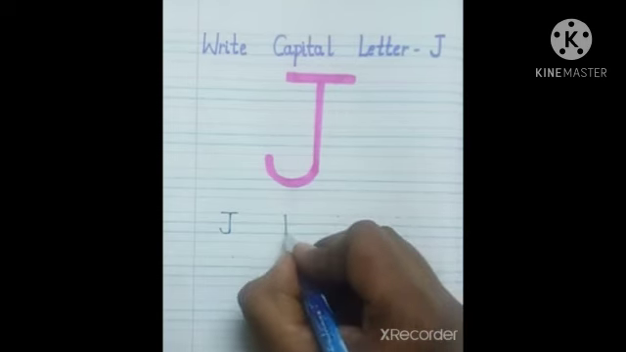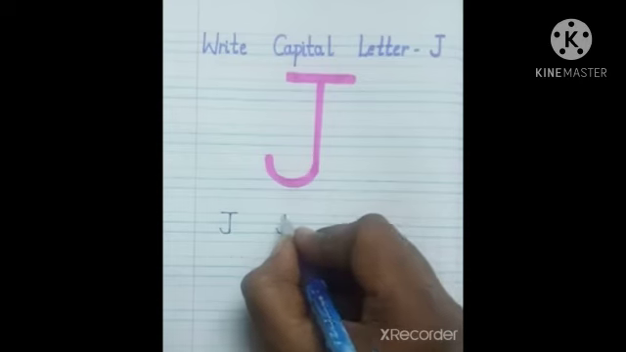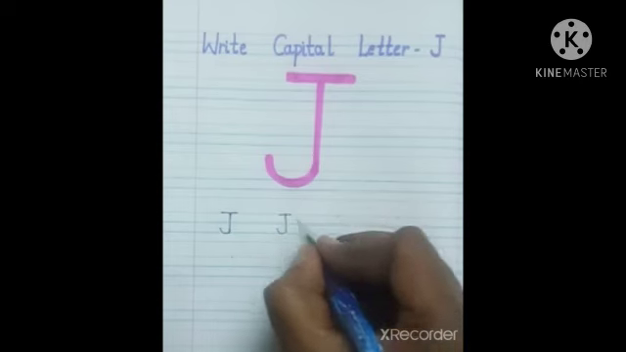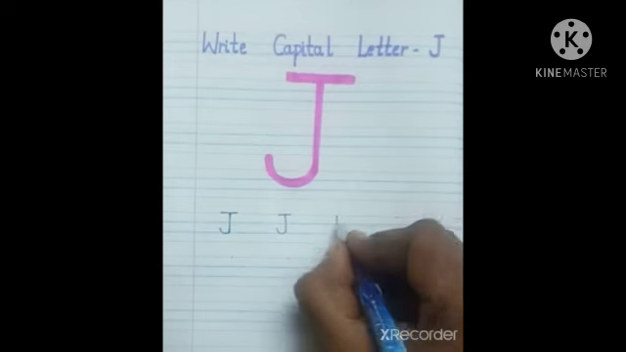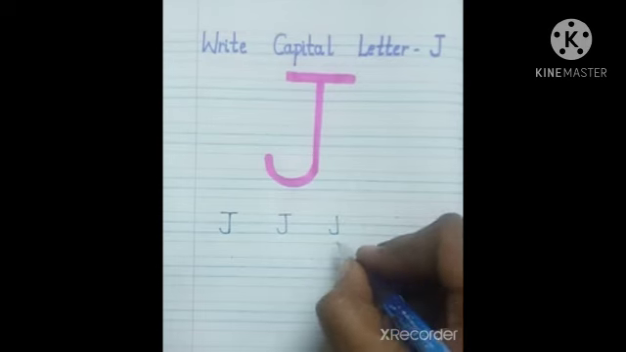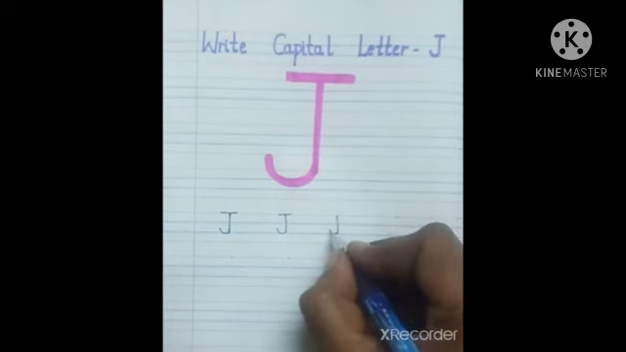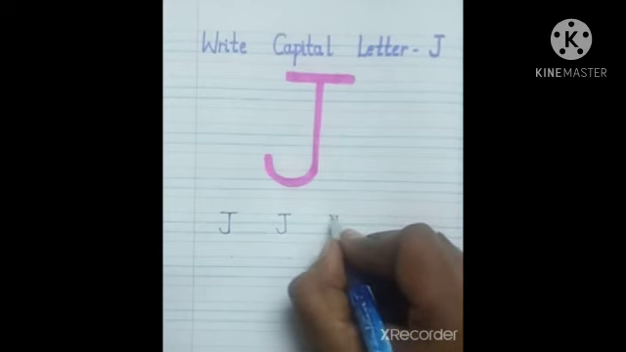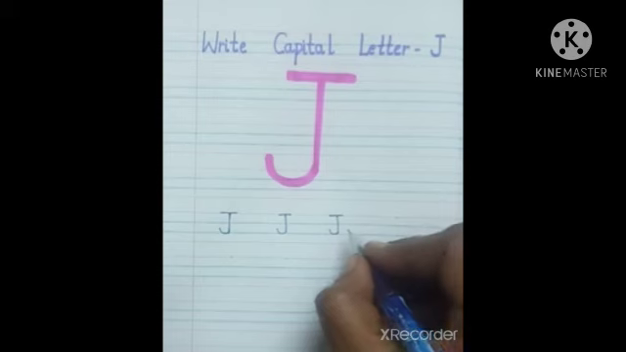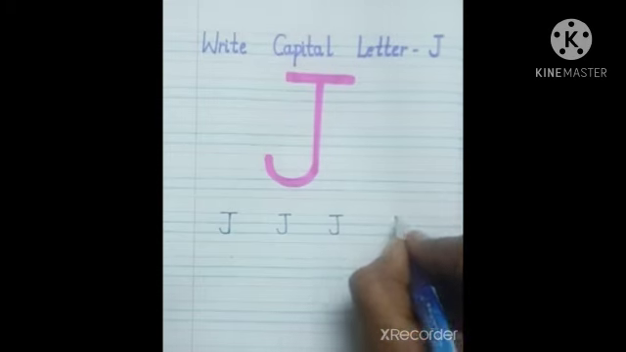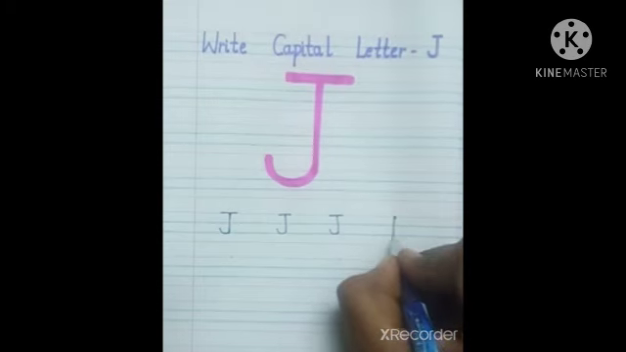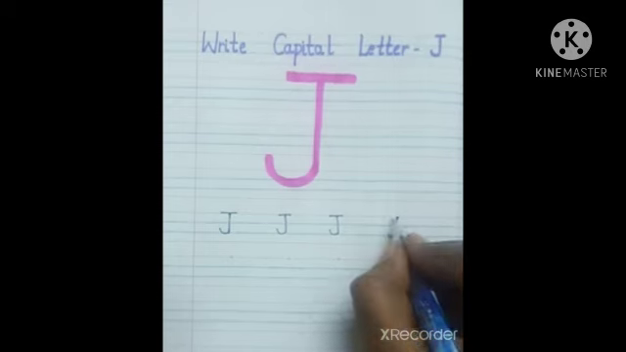Standing line, small left curve, then sleeping line to form capital letter J. Standing line and draw one small curve towards left, then go back, small sleeping line to form capital letter J.